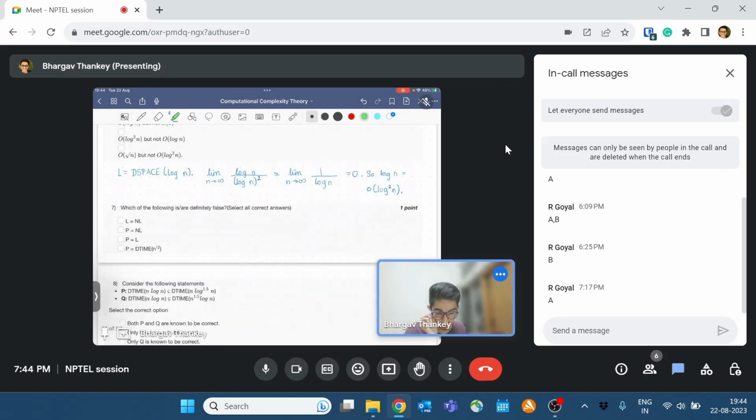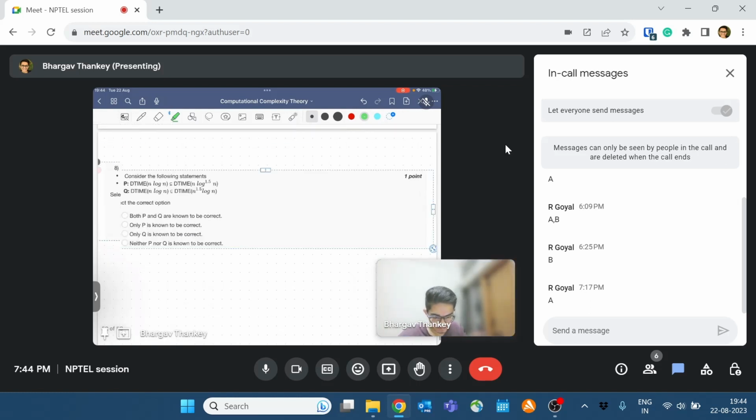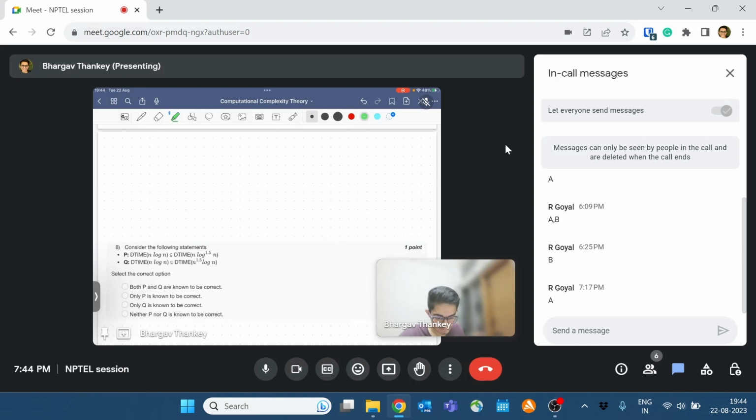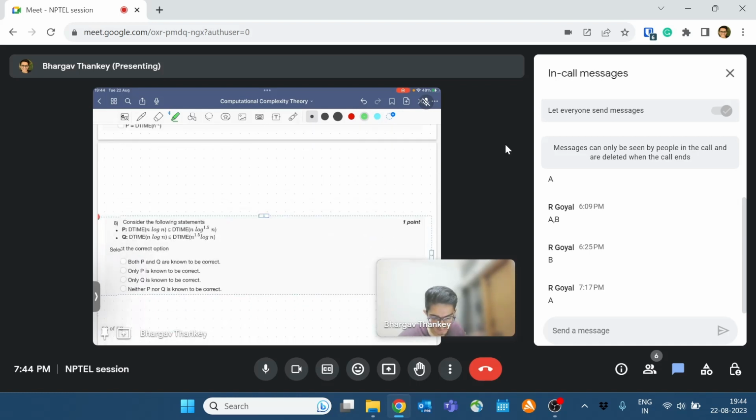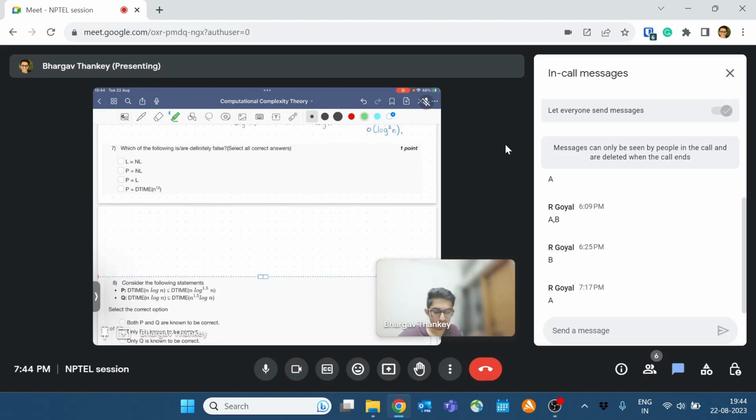Okay, so the next problem is: which of the following is or are definitely false, and select all the correct answers. The options are L equals NL, P equals NL, L equals P equals L, and P equals D time n to the 12. So which of these are definitely false? Regarding L equal to NL, this is an open question, isn't it? Yes, we do not know.